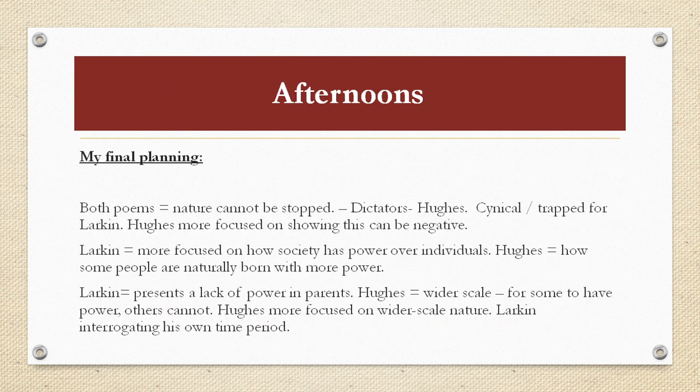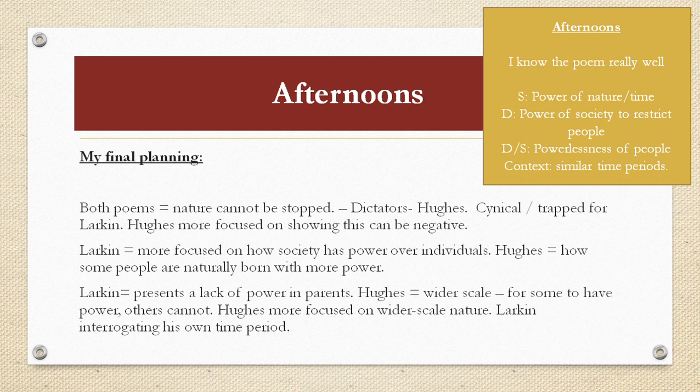Okay, so for Afternoons then, building on what I wrote in that box on the last page, which should be on the slide, there we go, I've done my very quick three lines of argument to plan my essay. So the fact that both poems suggest nature can't be stopped. Hughes inspired by the dictators of his time. Larkin being cynical and people being trapped in their lifestyles. Hughes more focused on showing that nature can be negative. We've also got that Larkin's more focused on how society has power over individuals, which is not really something that Hughes looks at. He looks at how some people are born naturally with more power.